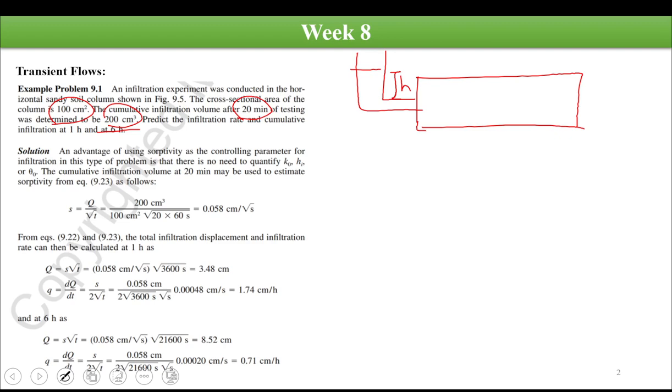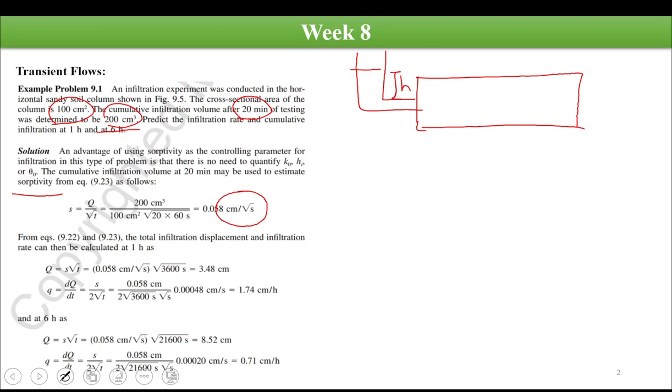First we'll determine something that is denoted by S, and it is called sorptivity. The definition of sorptivity is that S is equal to the flow that has taken place per unit area, that is Q upon the square root of the time. The unit of this sorptivity will be centimeter per square root of seconds.